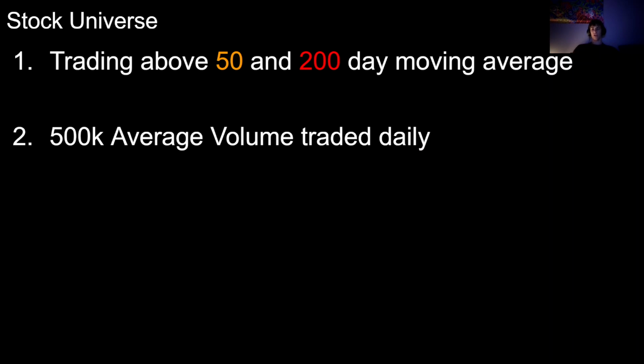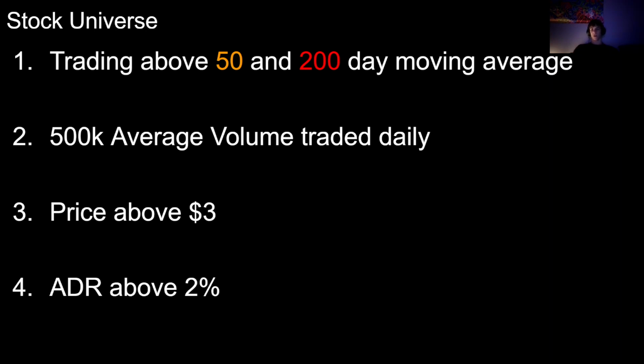We want 500K average volume traded daily. Anything under that gets sort of illiquid. We want price to be above $3. This is a little bit more negotiable. Fidelity labels any stock under $3 as a penny stock, and you get additional fees on it. So this is a little bit more for me. If you wanted to make this like $1, go for it. But we'll talk about more specifics and why these are why they are. And then ADR above 2%.